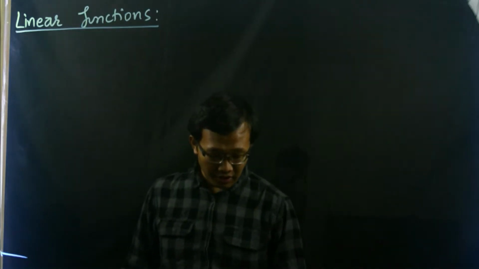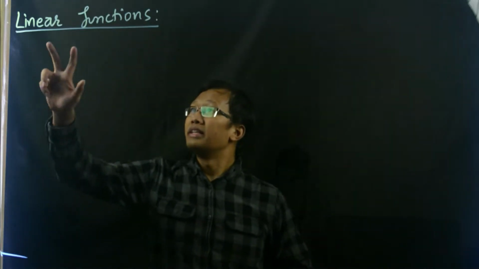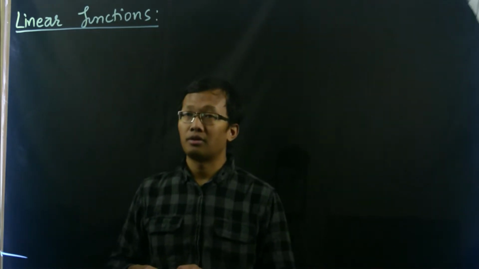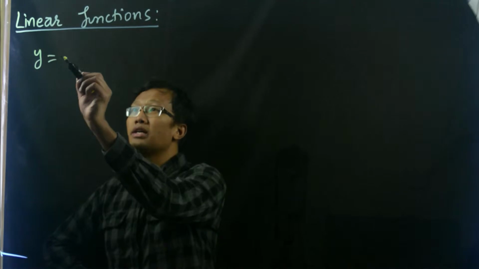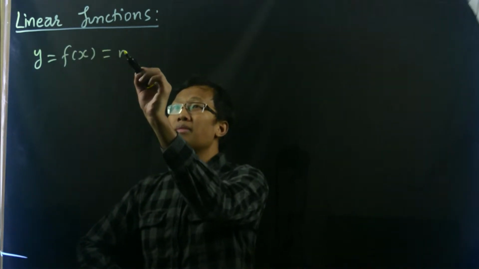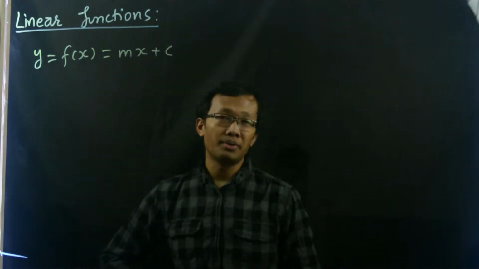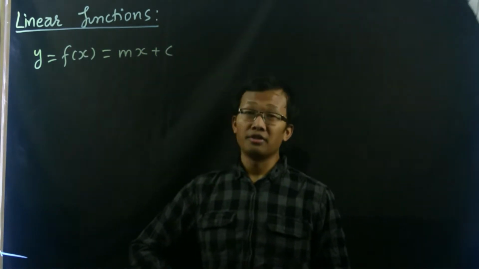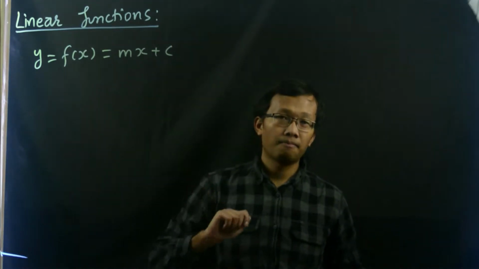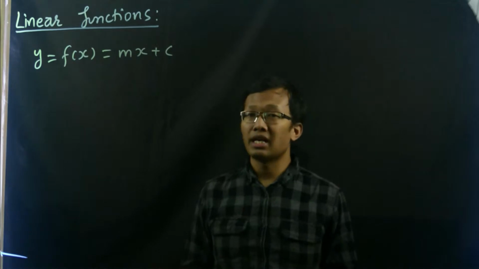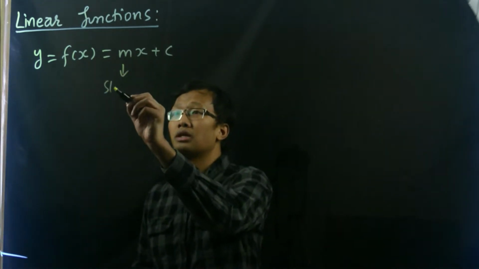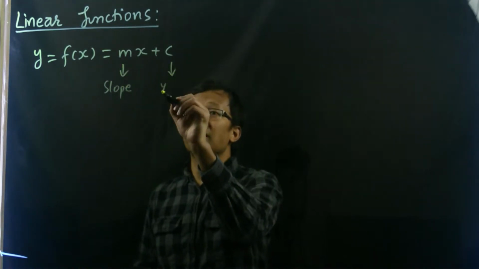Let's talk about linear functions. A linear function gives rise to a straight line in the graph, right? So we write it this way: y equals f of x. That's the functional notation, and mx plus c would be the general representation of a linear function. You can simply think of this as y equals mx plus c, and you already know that's an equation of a straight line, where m is the slope and c is the y-intercept.